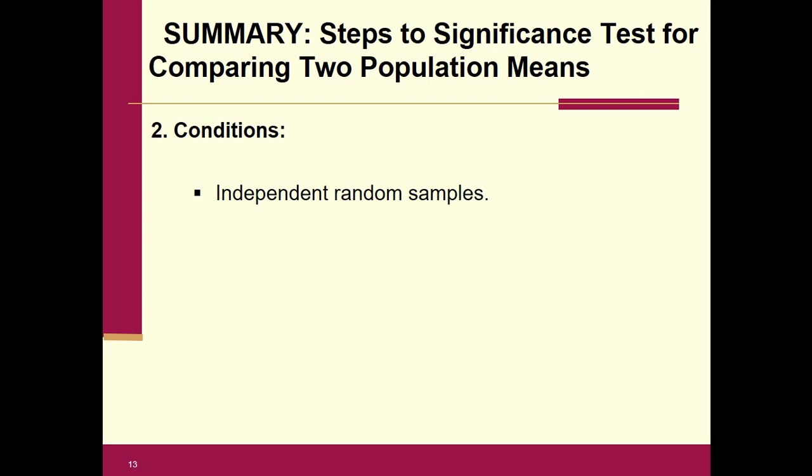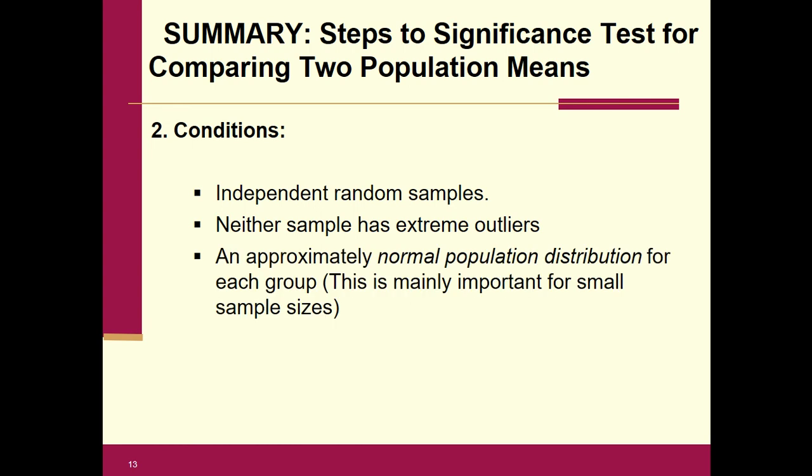All right, so you need independent random samples. You need 2 of them. 2 independent random samples. Neither sample has extreme outliers. Sound familiar, right? And then an approximately normal distribution for each group, that is mainly important for small sample sizes, or we need that the sample sizes are 30 or more for the central limit theorem to apply.